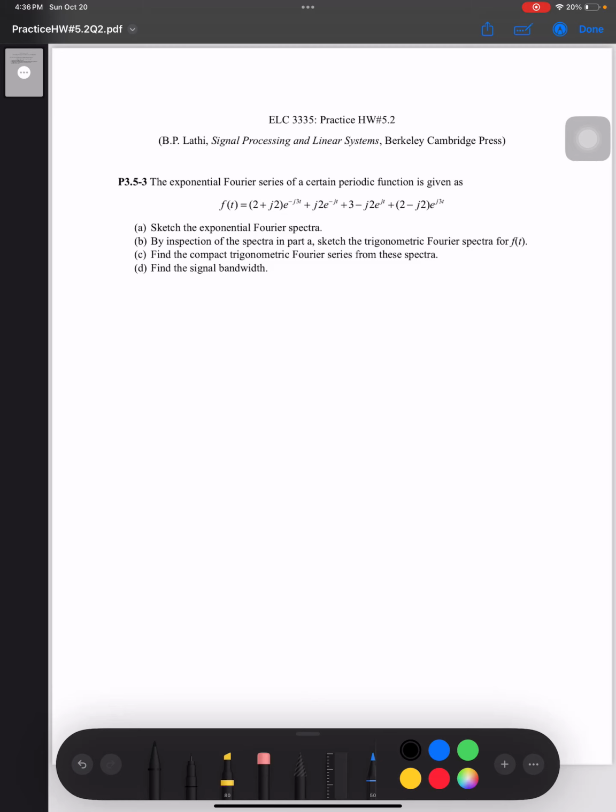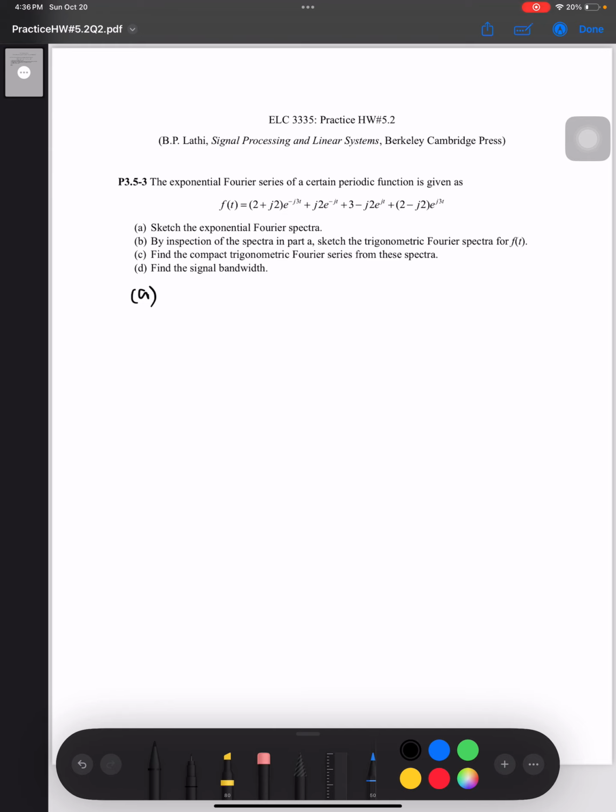Practice homework 5.2. The exponential Fourier series of a certain periodic function is given as below. A. Sketch the exponential Fourier spectrum. To get the exponential Fourier spectrum, we convert the original equations into polar form.